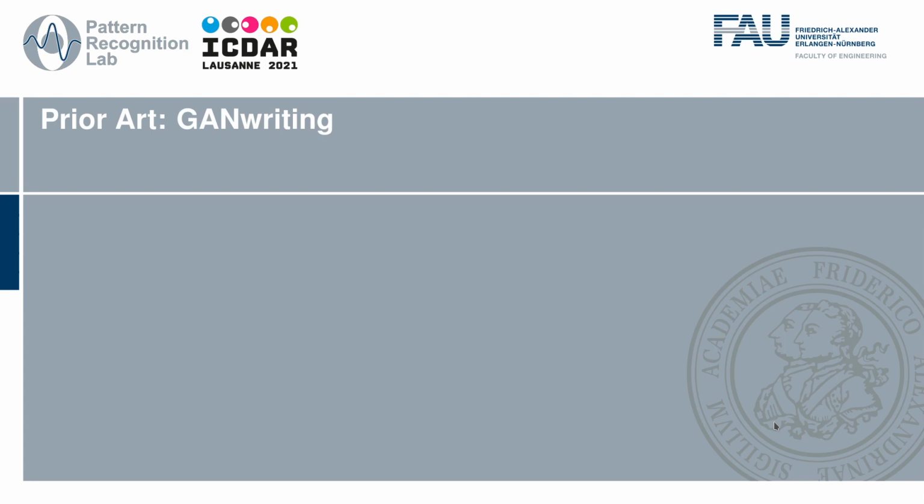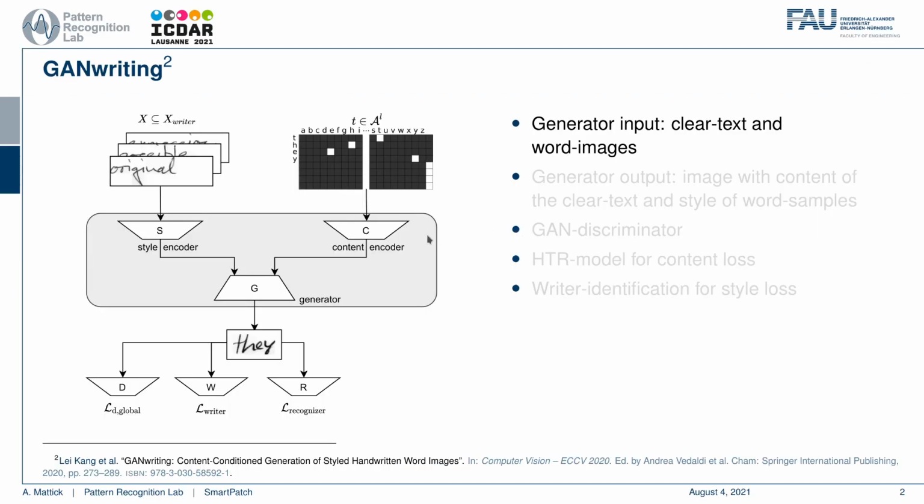But how should you do that? For this, we discuss the prior art, GANwriting. What GANwriting does is it's a generative adversarial neural network, and it consists of two parts. One is the generator, which gets style and content. Style is just 50 samples from the same writer, and content is just one-hot encoded text. And it generates a word which has the style of the examples and the content of the content.